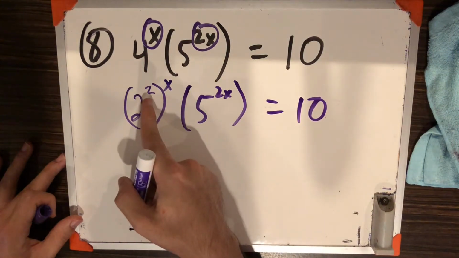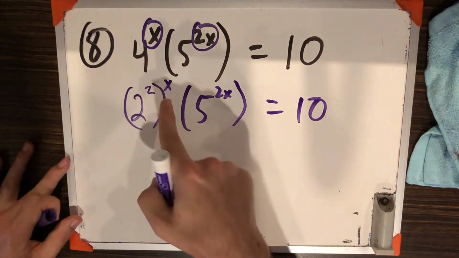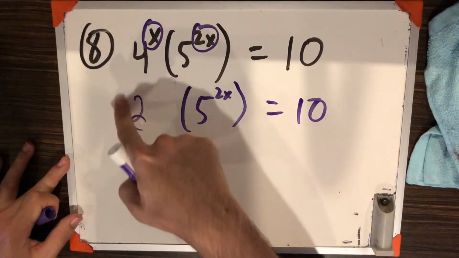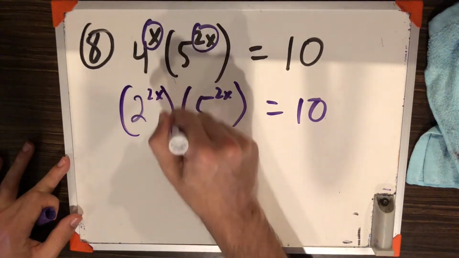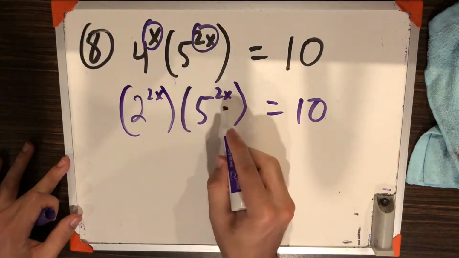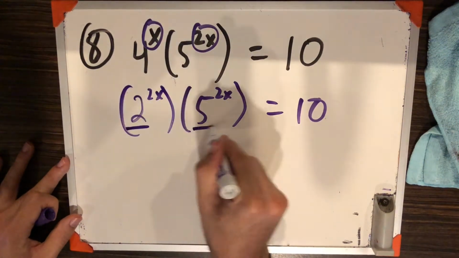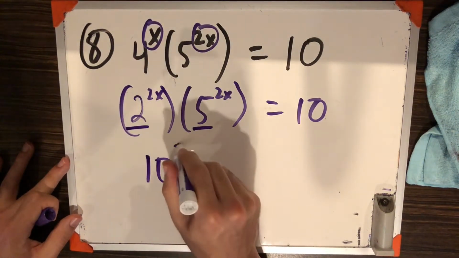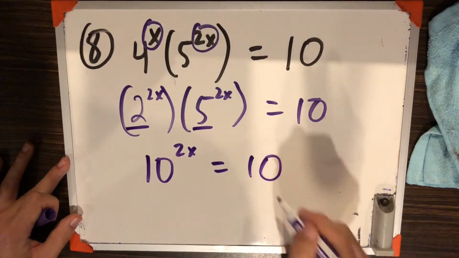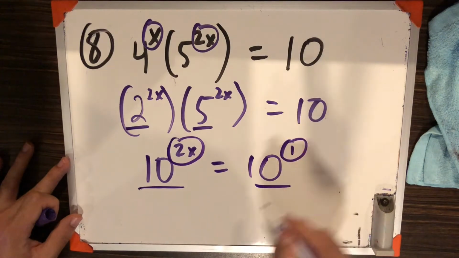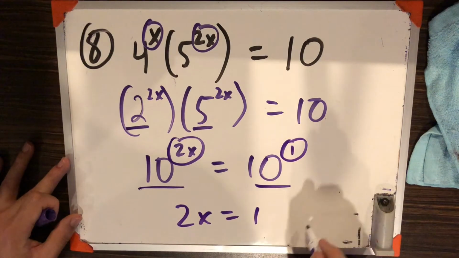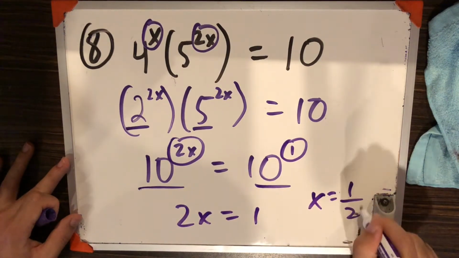Well, 2 to the power of x, squared, is 2 to the 2x. Okay, so now we have the same exponent. We can multiply the bases. So that would be 10 to the 2x power is equal to 10. Same base. I can set these equal to each other. 2x is equal to 1. That means x is equal to 1/2.